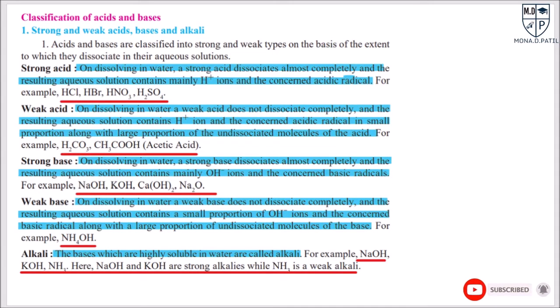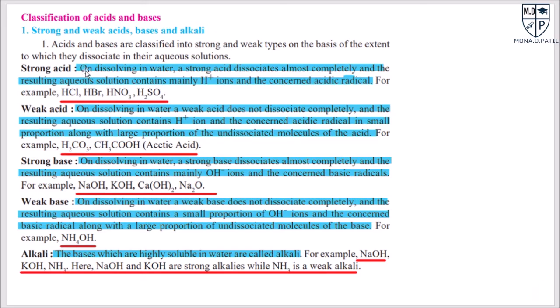Now the types of acid, base and alkali. So classification of acid and base we can see here: strong and weak acid, base and alkali. So strong acid, weak acid, strong base, weak base, and the fifth one is the alkali. Okay, so first, acids and bases are classified into strong and weak types on the basis of the extent to which they dissociate in the aqueous solution.